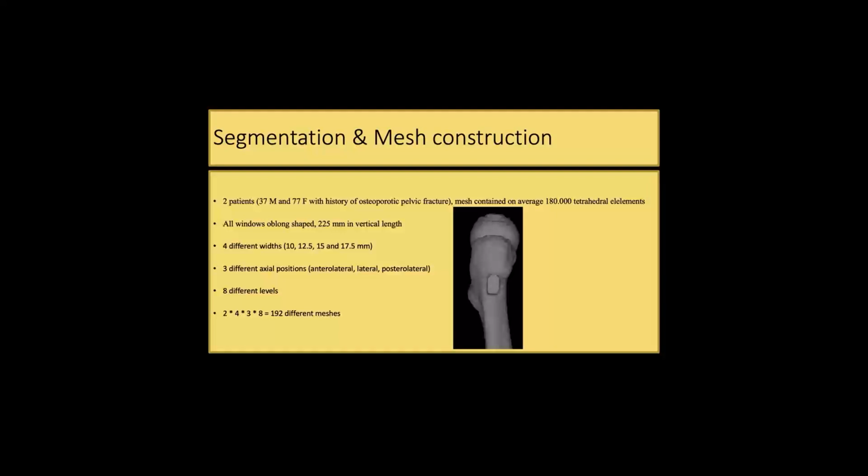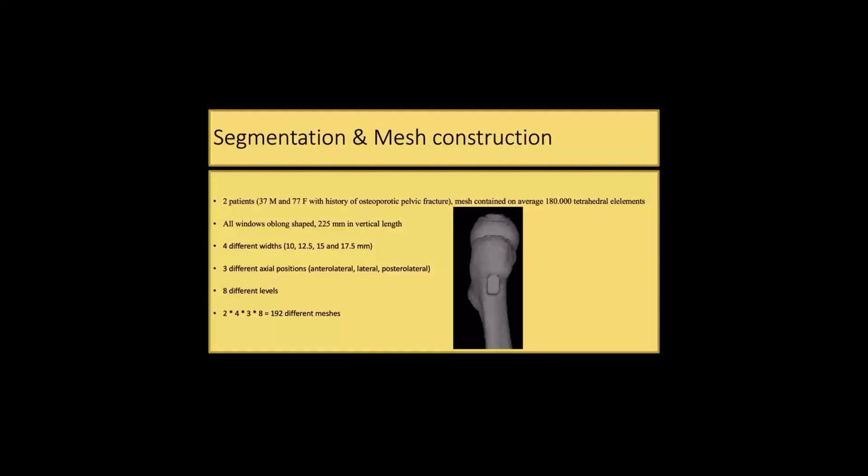And then we created the bone windows. As you can see on the image on the right, the bone windows were all oblong shaped. They all had 22.5 millimeters in vertical length. However, they were different in some properties, and these properties were first of all the width. So some were 10 millimeter, 12.5 millimeter, 15 millimeter, and 17.5 millimeter in width.